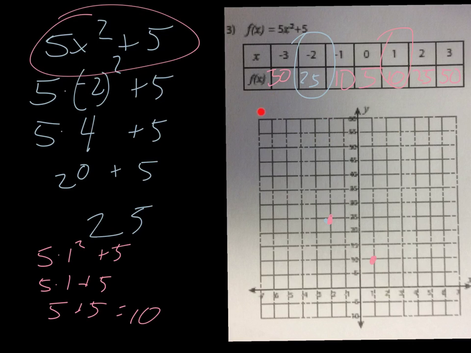Because if you look at this one, negative 3 squared, so 3 times 3 is 9. 9 times 5 is 45. 45 plus 5 is 50. So I went from 10, then I went up to 25, then I go up to 50. They're getting bigger and bigger every time. So then I plot those points. This one is negative 3. So again, it's 1, 2, 3, and then up to 50, all the way up there. And then I'll plot the other points.